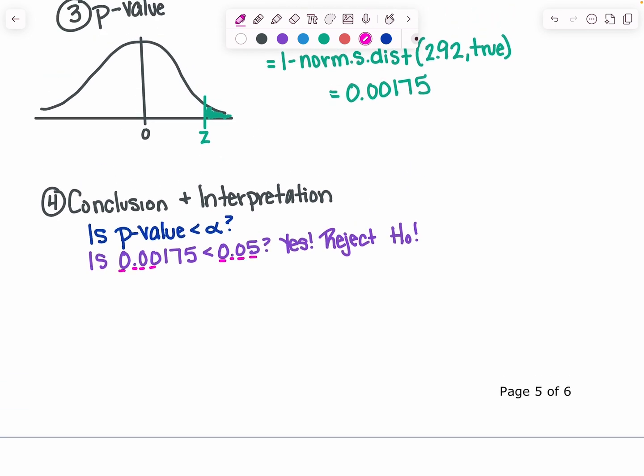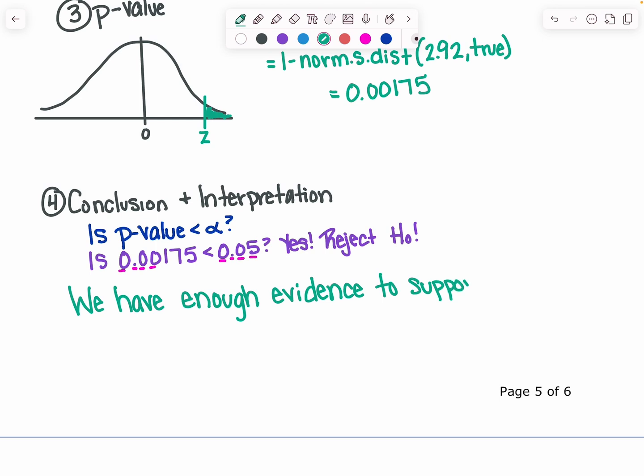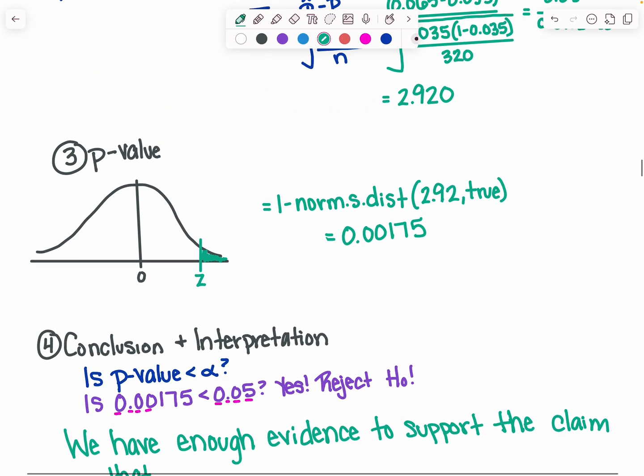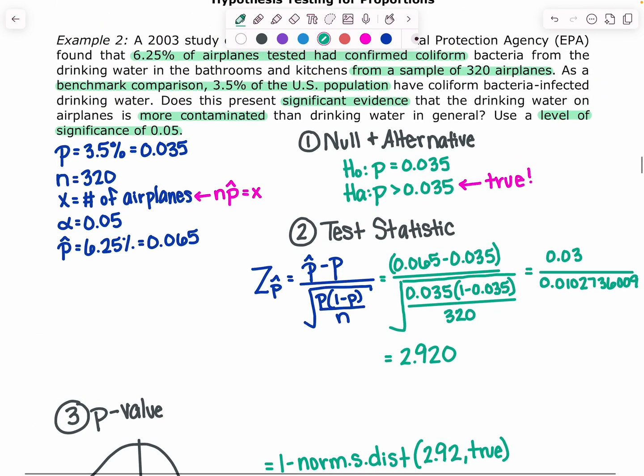Oop, too far. So the sentence is going to read, we have enough evidence to support the claim that, and now I have to go back up to the problem and relook at this, that the drinking water on airplanes is more contaminated than drinking water in general. That's what I'm going to write.